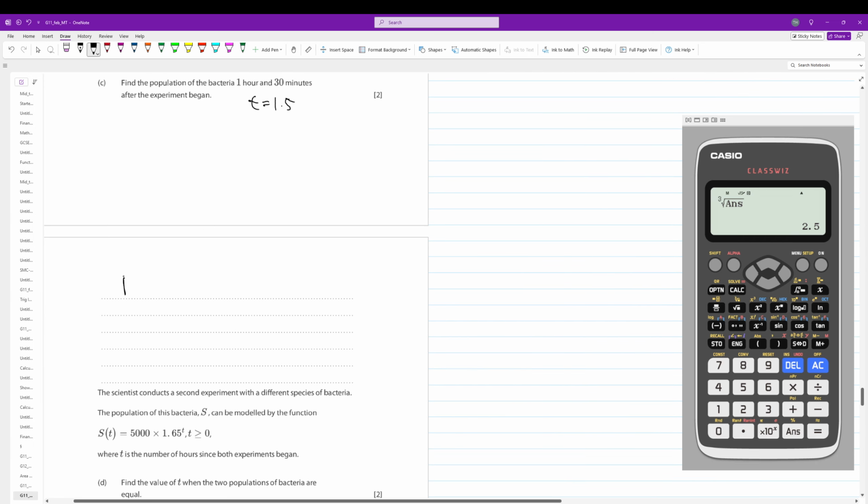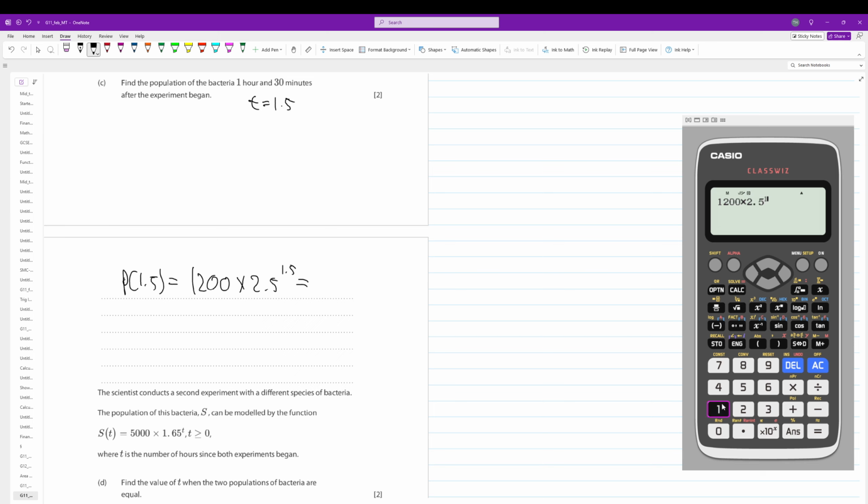Anyway, find the population 1.5 hours after the thing started. So P of 1.5 is equal to 1200 multiplied by 2.5 to the power of 1.5. There's a lot of 0.5s in that. Multiplied by 2.5, power of 1.5. 4743. Cool.